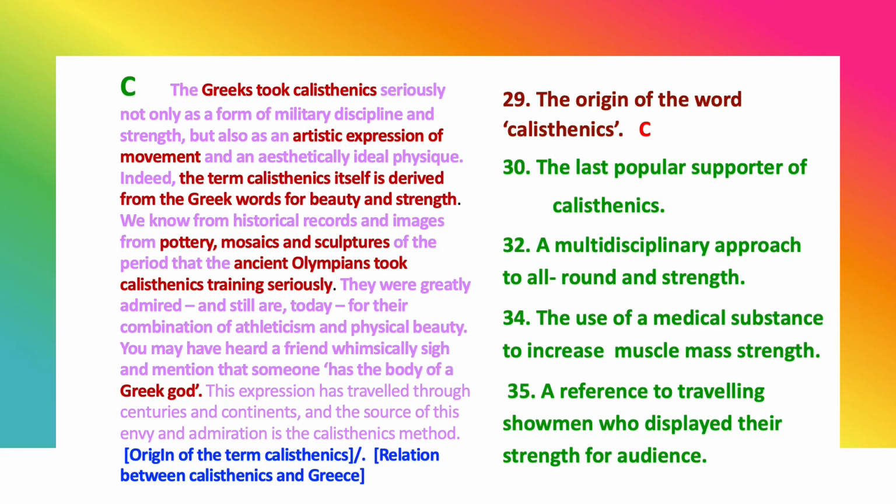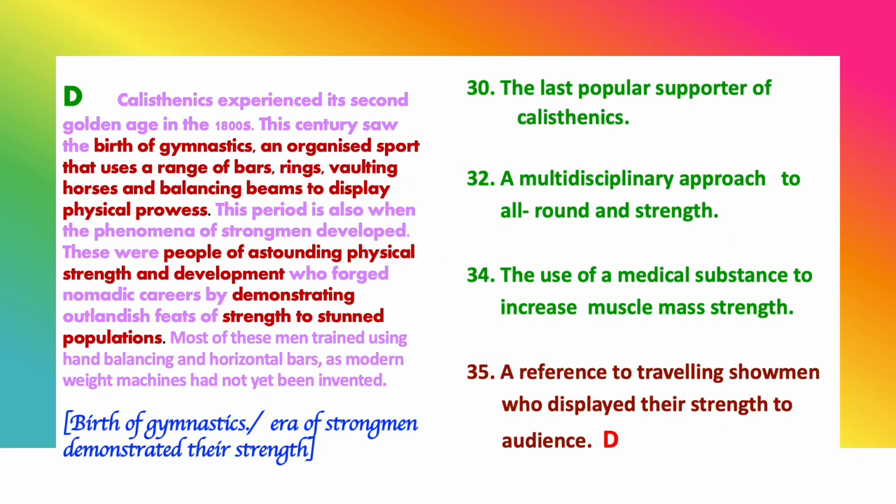Now let's look at the theme in section C, origin of the term calisthenics and relation between calisthenics and Greece. So when you look at question 29, you can see the answer, the origin of the word calisthenics. So that is the answer. So cross out 29 as well and move on to section D. Now let's have a look at section D. It's about birth of gymnastics and era of strong men demonstrated their strength.